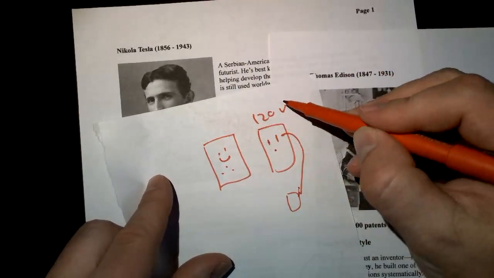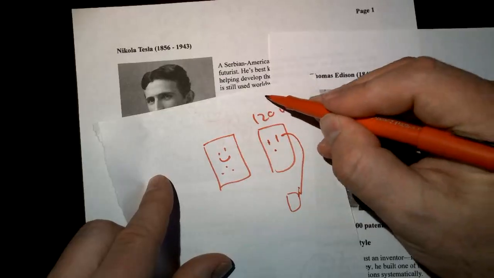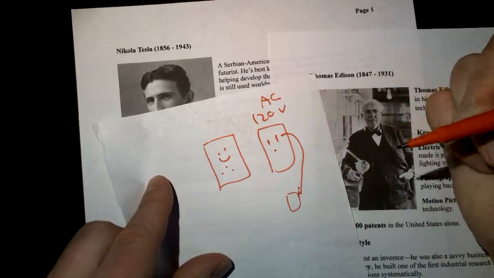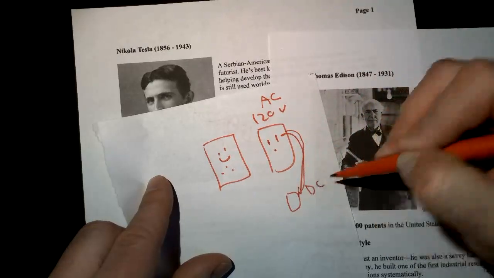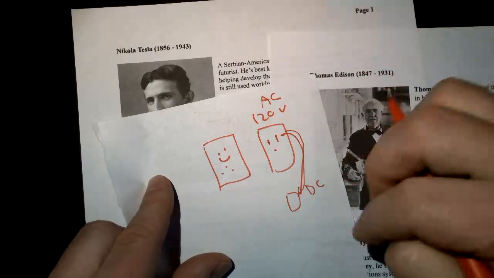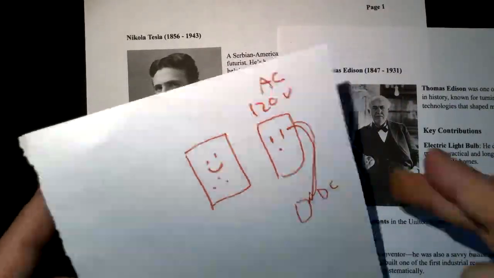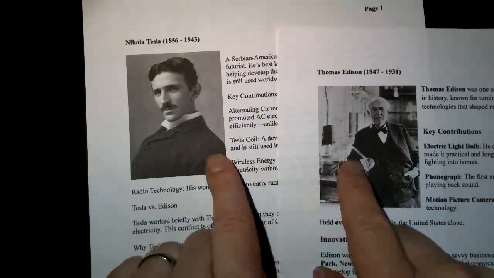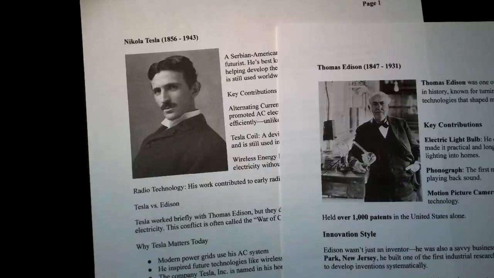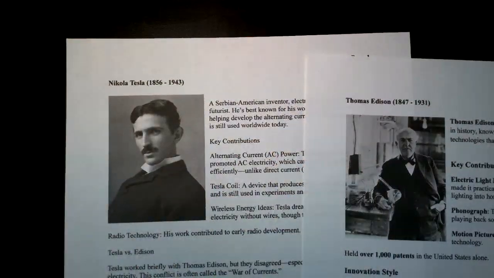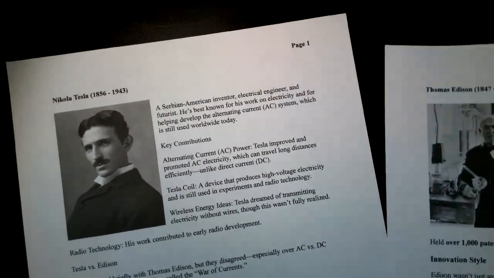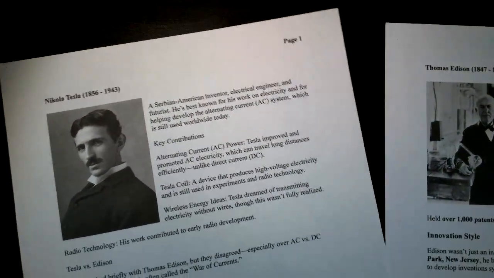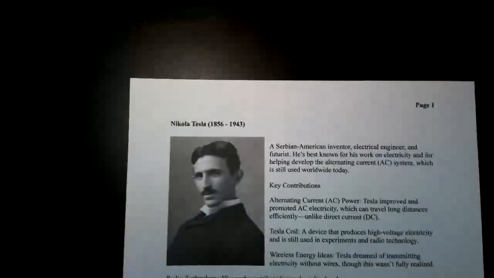But 120 volts is what we get from our house, which is called alternating current. And our phones transfer into what we call DC current. We're going to talk about those later. Okay? So these guys were kind of butting heads back in the day. You're going to read something about this, it's called the War of the Currents, and you will read about that and answer some questions on that.